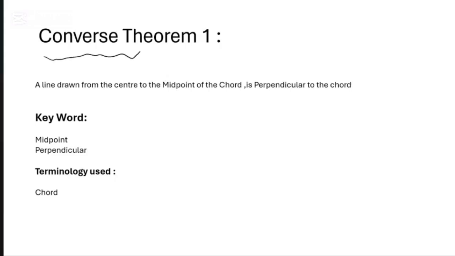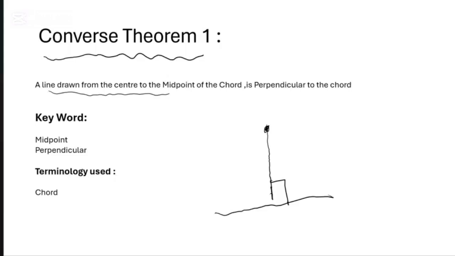So now we are tackling converse theorem 1. It states that a line drawn from the center to the midpoint of the chord is perpendicular to the chord. So basically, we are saying that this line, when it gets to the midpoint of the chord, should form an angle of 90 degrees.